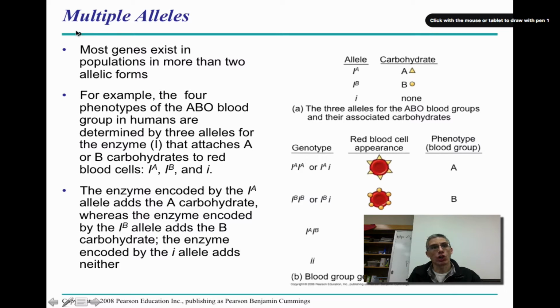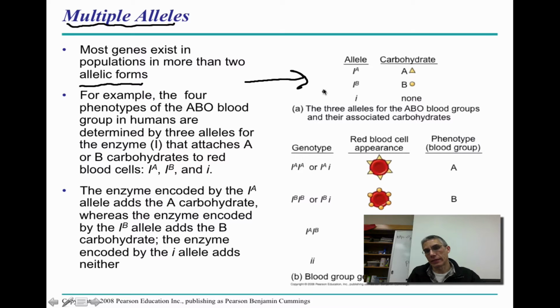So another good example of an alternative method of inheritance that you're going to find in the environment is something called multiple alleles. Most genes in the environment are actually going to exist probably in more than two allelic forms. Blood type is a really good example of multiple alleles. So you're going to notice over here on the right that when you look at blood type, we actually have three. And blood type is determined by a carbohydrate being attached to the red blood cell. And they represent those carbohydrates by letters.